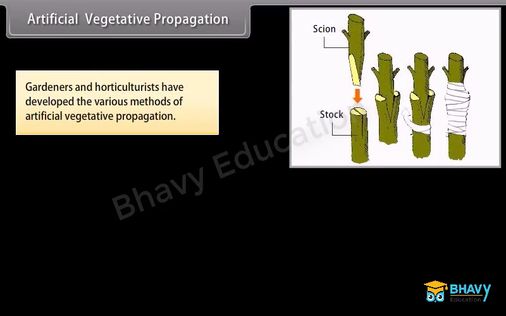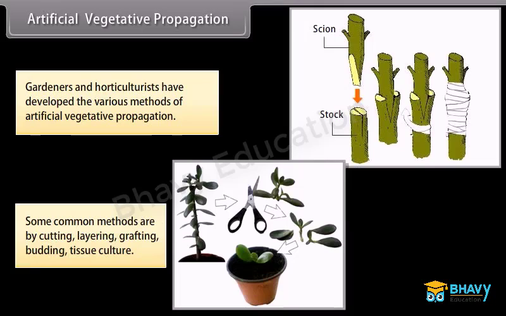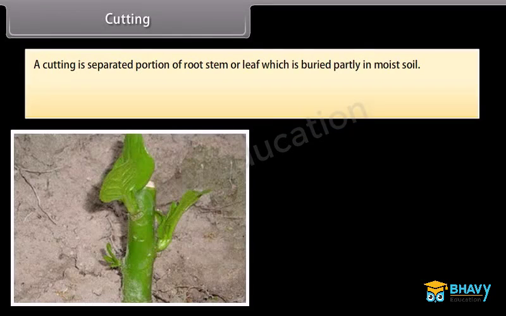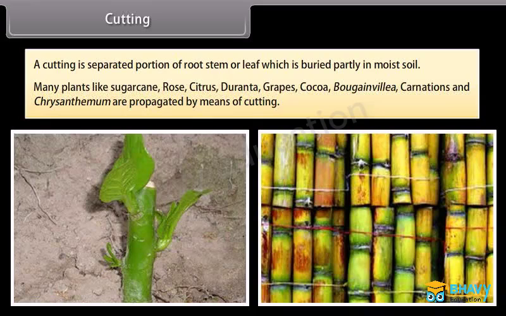Artificial vegetative propagation. Gardeners and horticulturists have developed various methods of artificial vegetative propagation. Some common methods are cutting, layering, grafting, budding, and tissue culture. Cutting. A cutting is a separated portion of root, stem or leaf which is buried partly in moist soil. Many plants like sugarcane, rose, citrus, duranta, grapes, cocoa, bougainvillea, carnations and chrysanthemum are propagated by means of cutting.